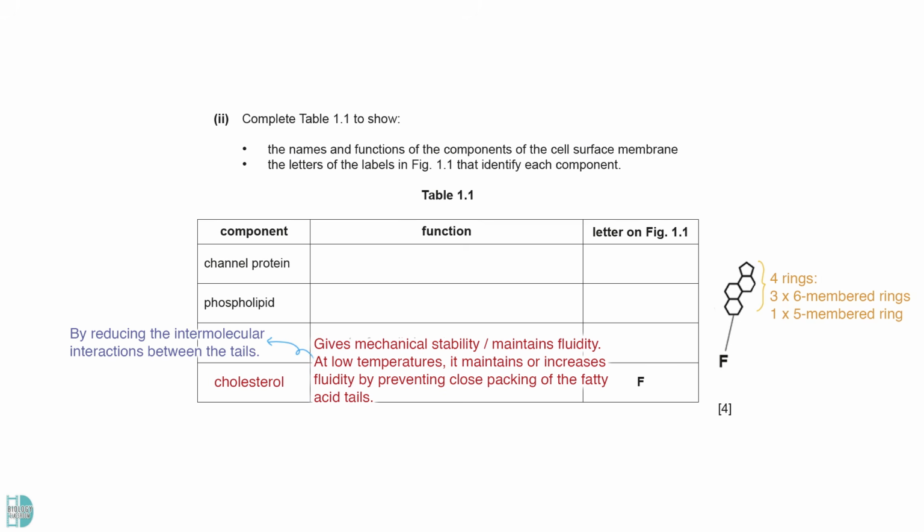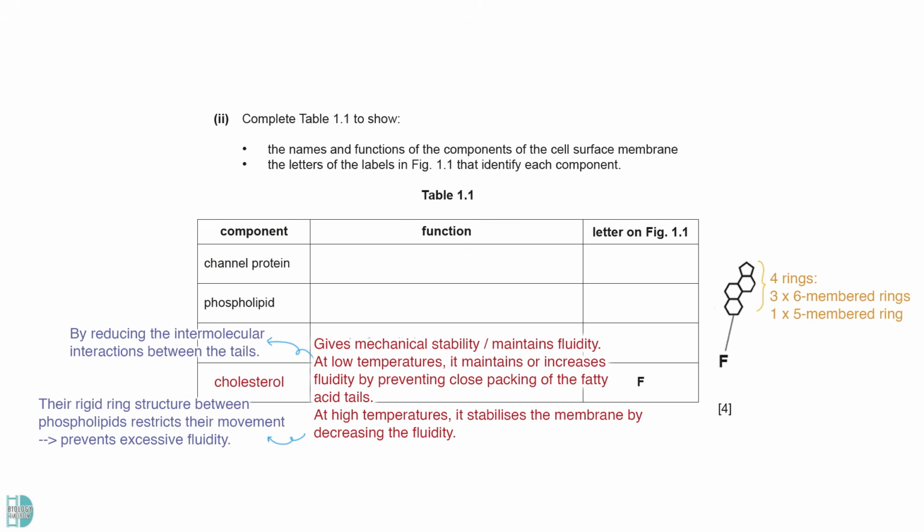At low temperatures, it prevents the close packing of the fatty acid tails, increasing fluidity. This is because they reduce the intermolecular interactions between the tails. At high temperatures, it stabilizes the membrane by preventing it from becoming too fluid. They insert their rigid ring structure between phospholipids, restricting their movement and preventing excessive fluidity. It forms the hydrophobic core together with the fatty acid tails of phospholipids, so it can also act as a barrier to the water-soluble substances.